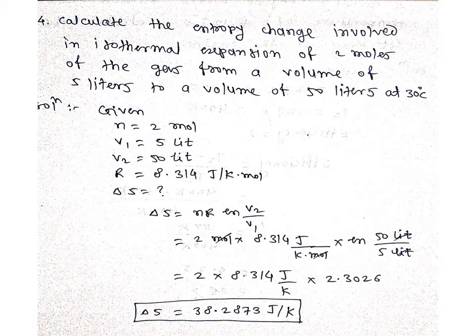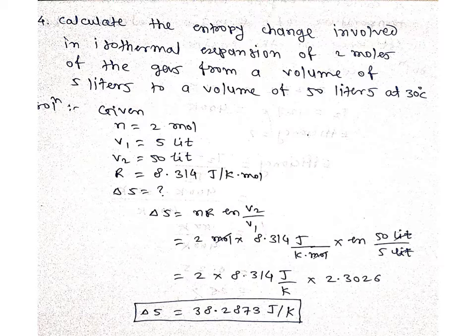Next problem, that is problem number 4. Calculate the entropy change involved in isothermal expansion of 2 moles of gas from a volume of 5 liters to a volume of 50 liters at 30 degrees Celsius. Solution: given n is equal to 2 moles, V1, that is initial volume, 5 liter, final volume 50 liter, gas constant, that is universal gas constant, R is 8.314 joule per Kelvin per mole. Delta S we have to calculate.